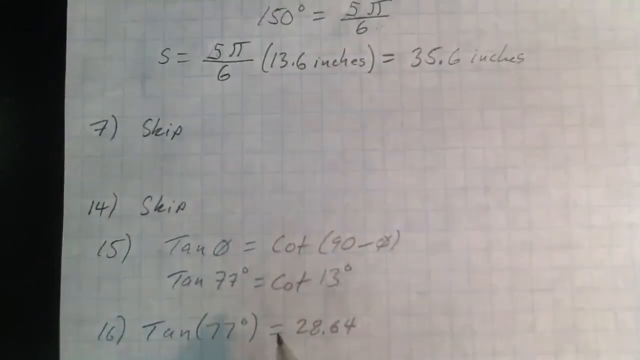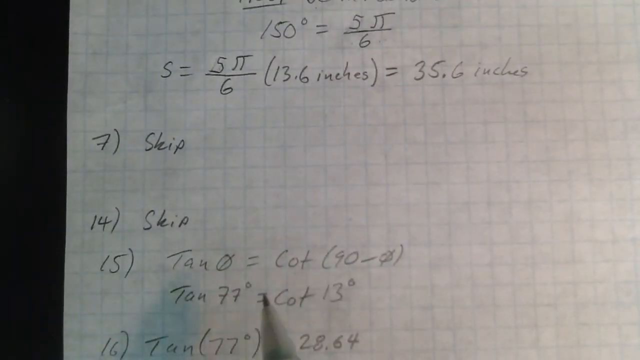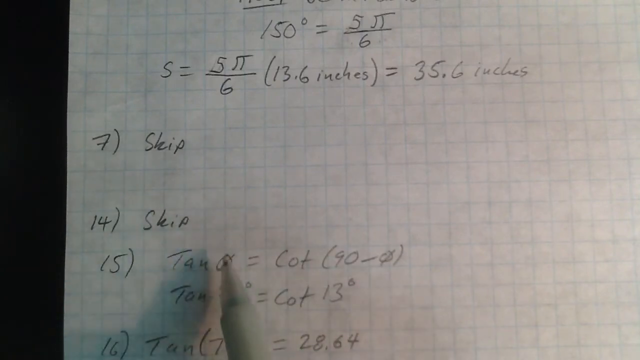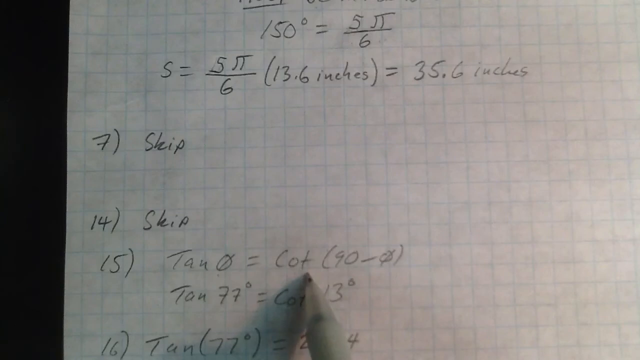Your cofunction formulas. We reference this in the page of the book rather than try to memorize them all. And we know our cofunction formula for tangent is the cotangent function. And literally, we just plug and chug. Tangent of 77 degrees is equal to cotangent of 13 degrees.